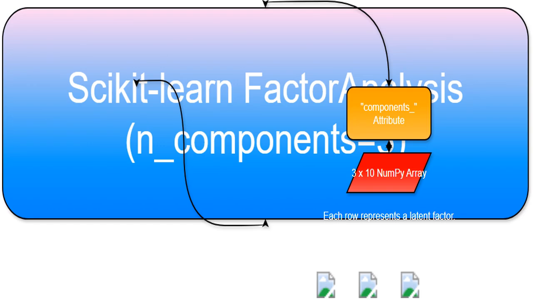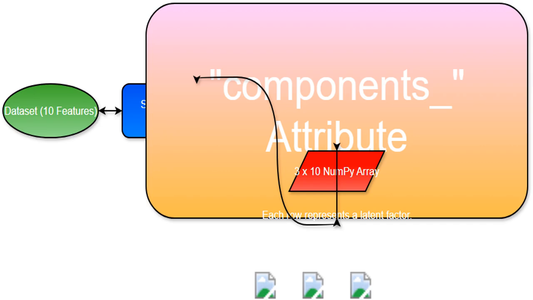We use Sklearn, a powerful Python library, to perform factor analysis. We set n_components equals 3, meaning I want to reduce the 10 features into just 3 main factors that capture most of the information. This is the key part. After running factor analysis, the components attribute is a matrix that provides information on how the original 10 features relate to the 3 new factors.